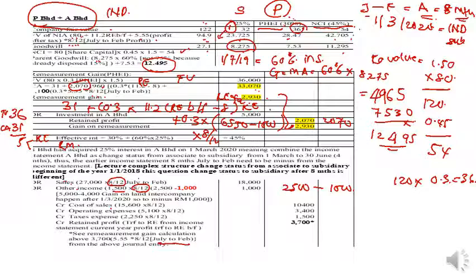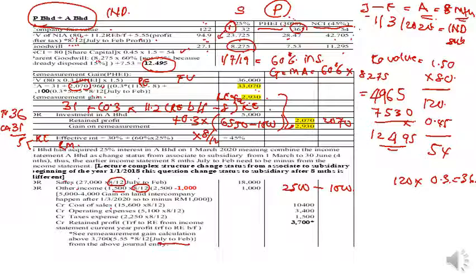4965 plus the parent portion of 7530. So you total up these two figures, and you're going to have 12495. This is the total amount of goodwill for the parent. From this 8275, the parent is only entitled to 60%, because the parent has a share in S of only 60%. Okay, and then the remeasurement gain.